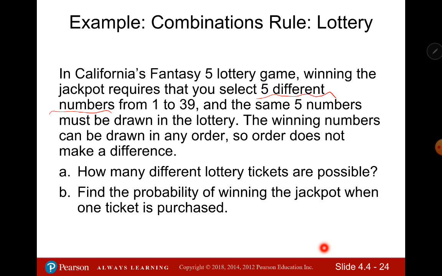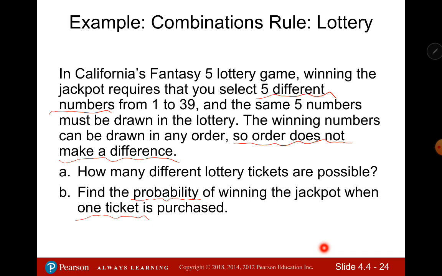The winning numbers can be drawn in any order. So the question already tells you, order does not make a difference. So same items with different order can be treated as the same. We call this problem order does not matter. First question, how many different tickets are possible? And the second question is, 1 ticket is purchased. What's the probability of winning?